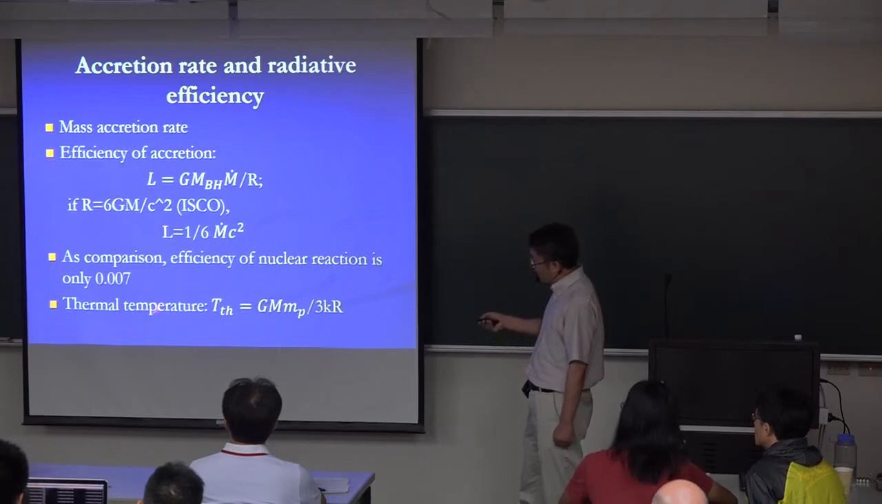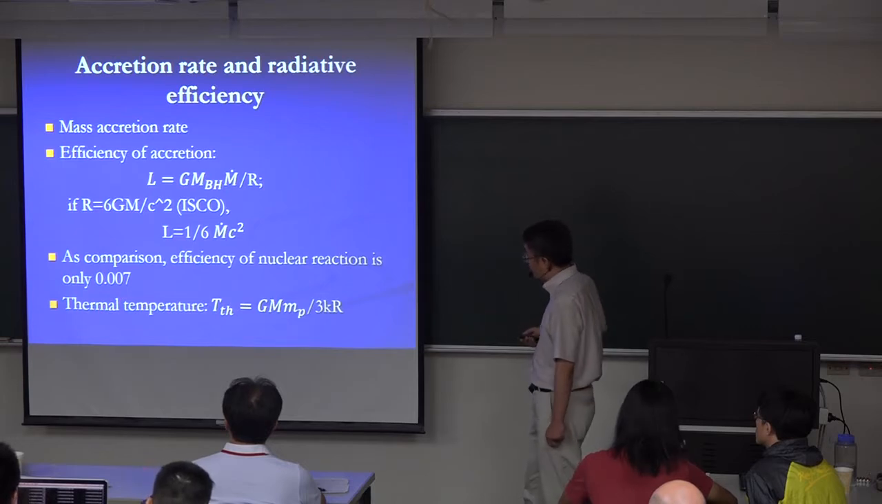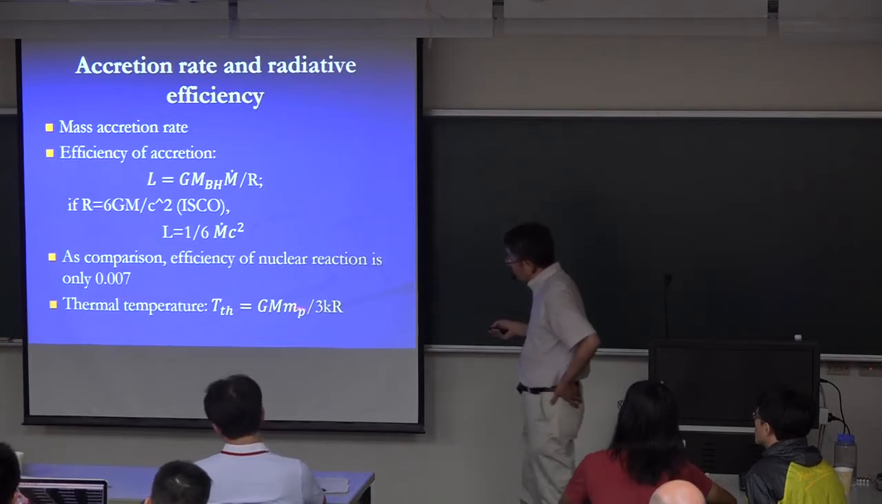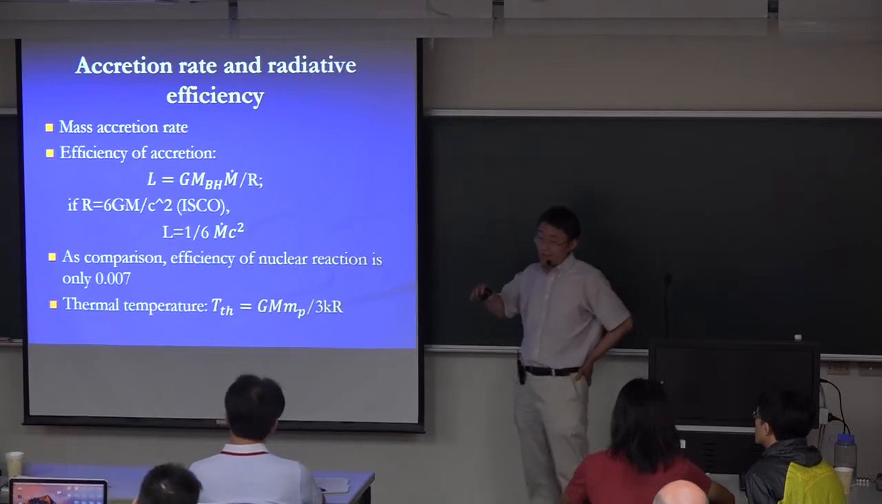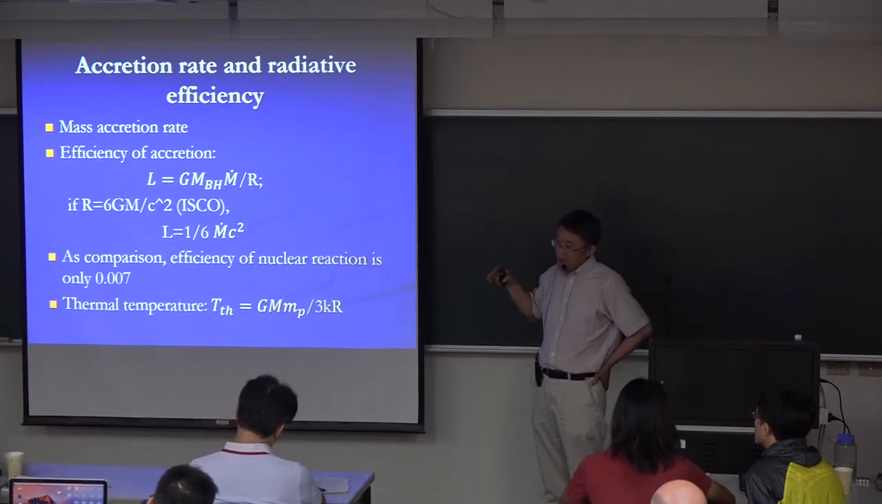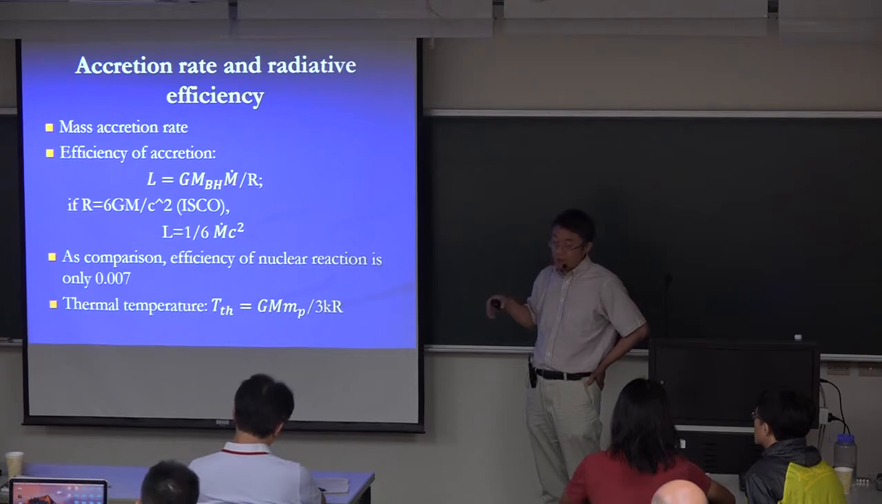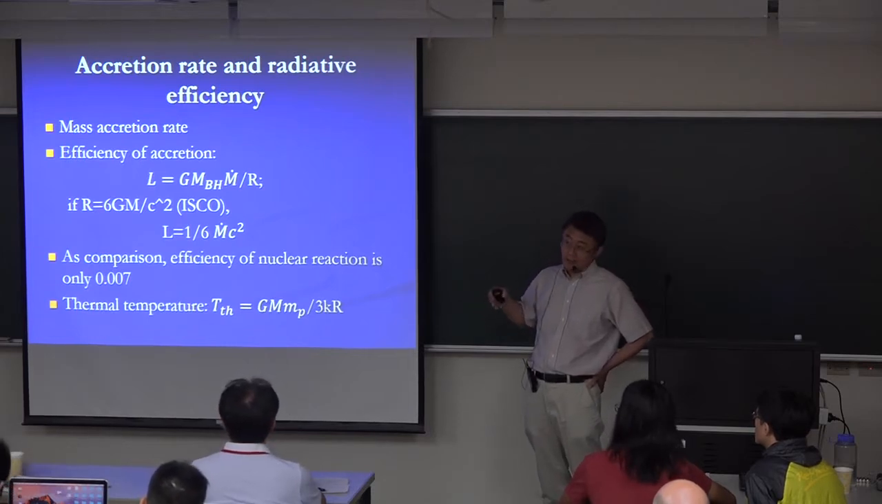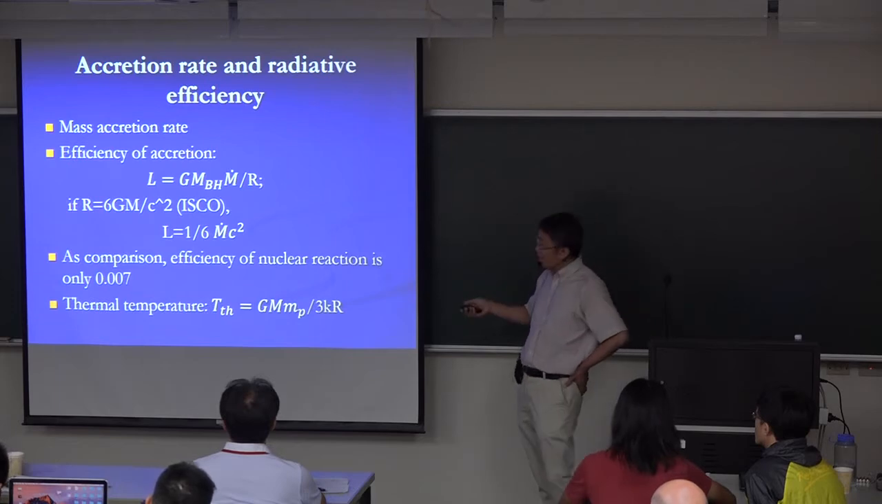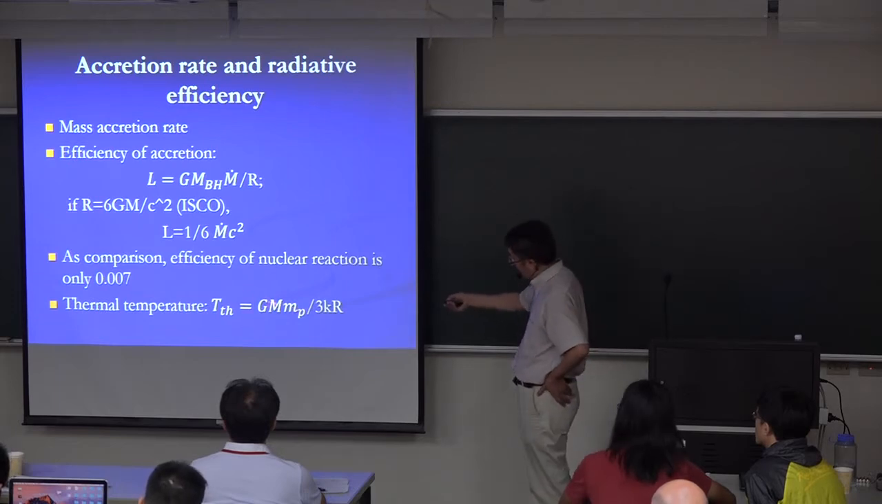Another concept that we often see when we read the literature is the thermal temperature. So what is the thermal temperature? It roughly means that during the accretion, roughly half of the gravitational energy will be converted into the thermal energy of the gas. The other half is still in the kinetic energy. So this is the thermal energy, the thermal temperature.